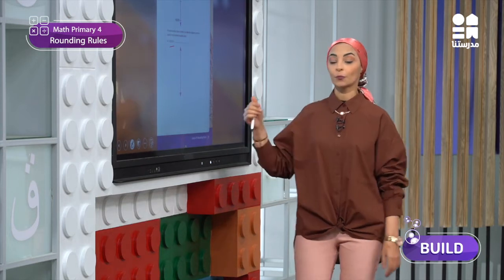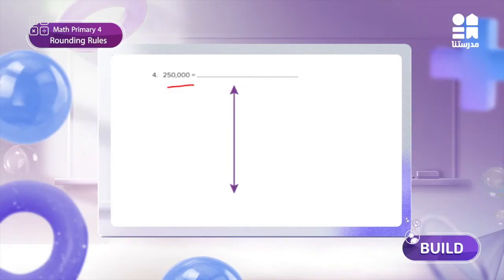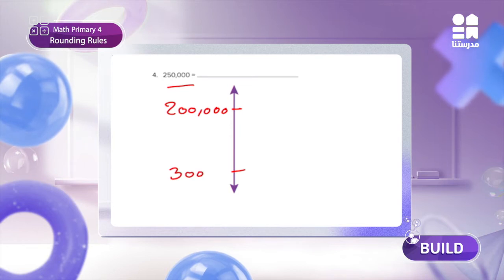I will draw a number line like you see. From what to what? Yes, I will start with 200,000 like this, and I will end with 300,000 as you see here. Then what should I do? Yes, I will write the midpoint.